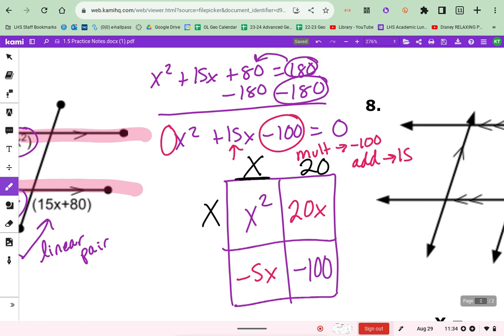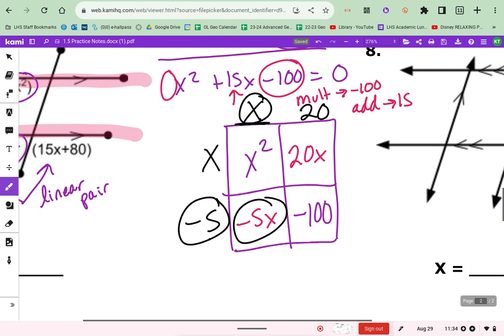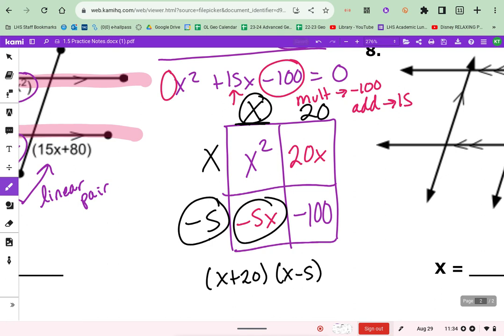And then we do the same thing for the bottom row. What do those two guys have in common? 5. Should it be positive or negative 5? Negative 5. Because negative 5 times x is negative 5x, and negative 5 times 20 is negative 100. So your two factors are x plus 20 and x minus 5.